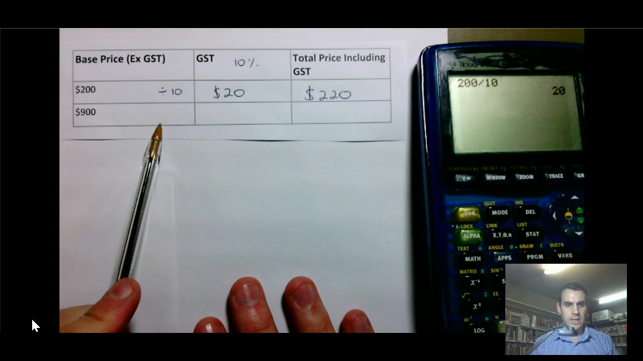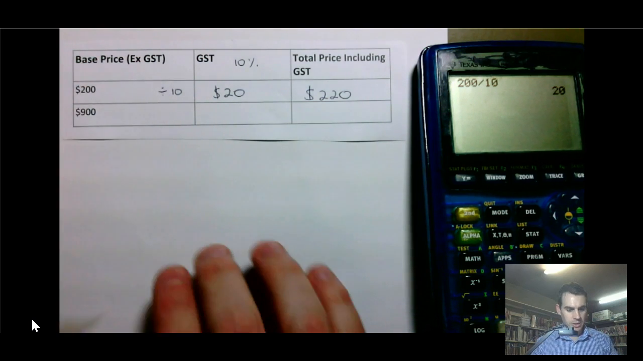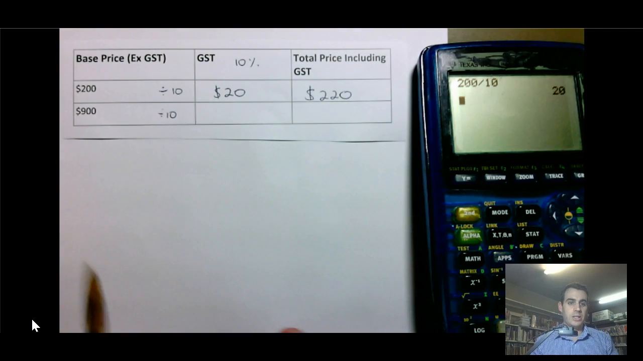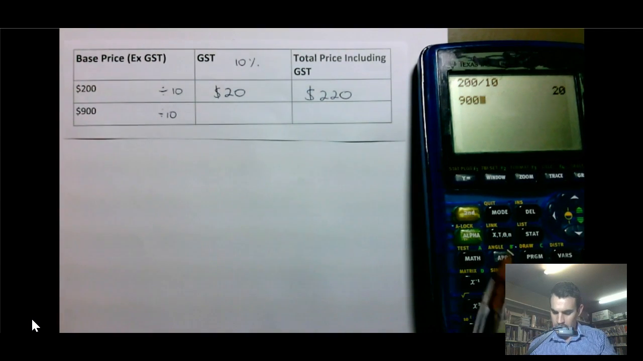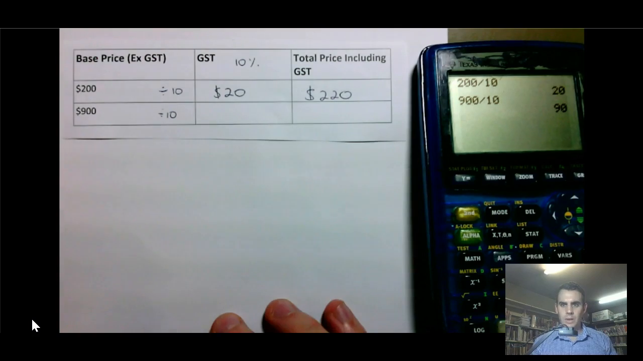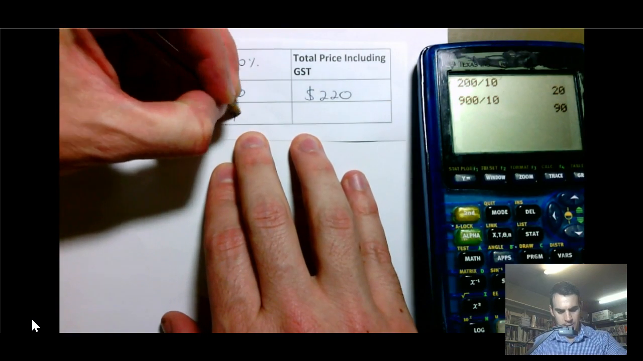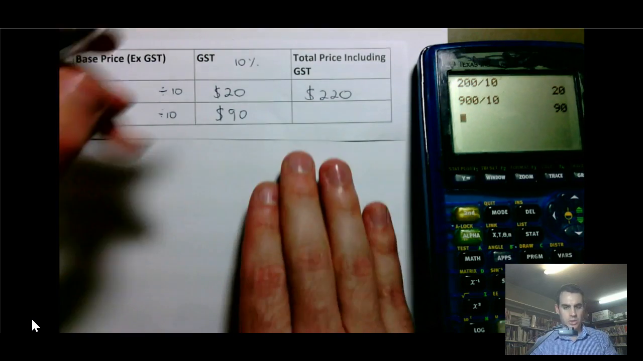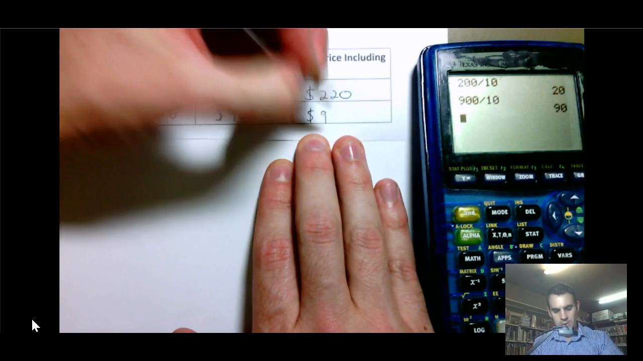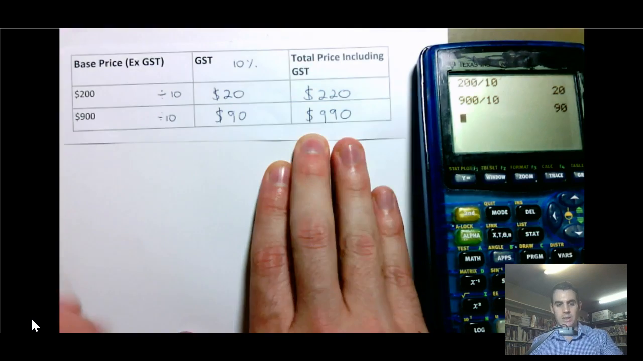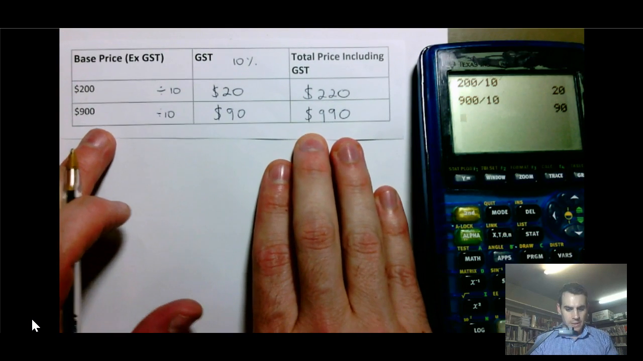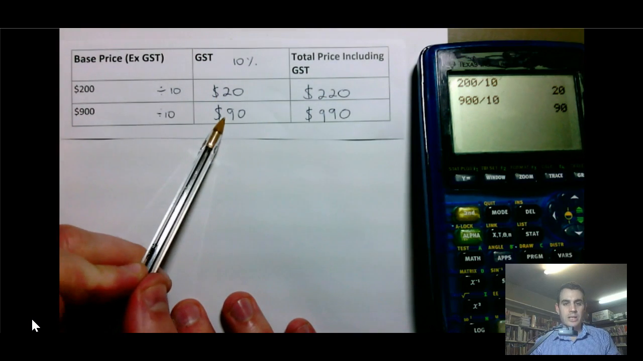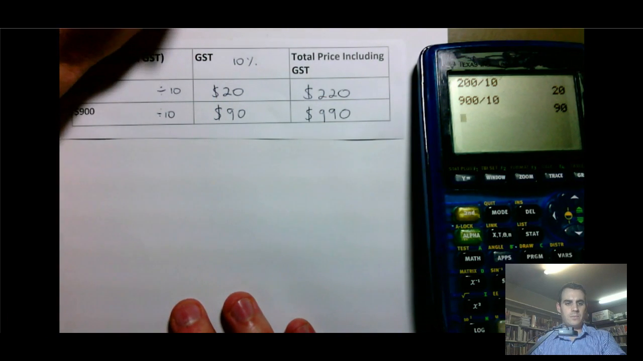Let's do this next example now. Our ex-GST price is $900, so we divide by 10 to figure out the GST component of that. 900 divided by 10 equals $90. To find the total price including GST, we would add the two together. So the final price that the consumer would pay is $990. The business would actually only keep these amounts. These two amounts would go to the government.